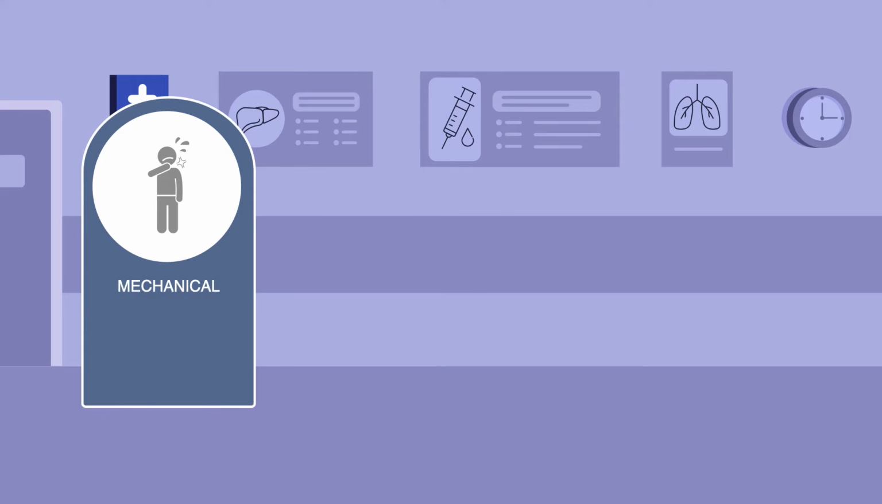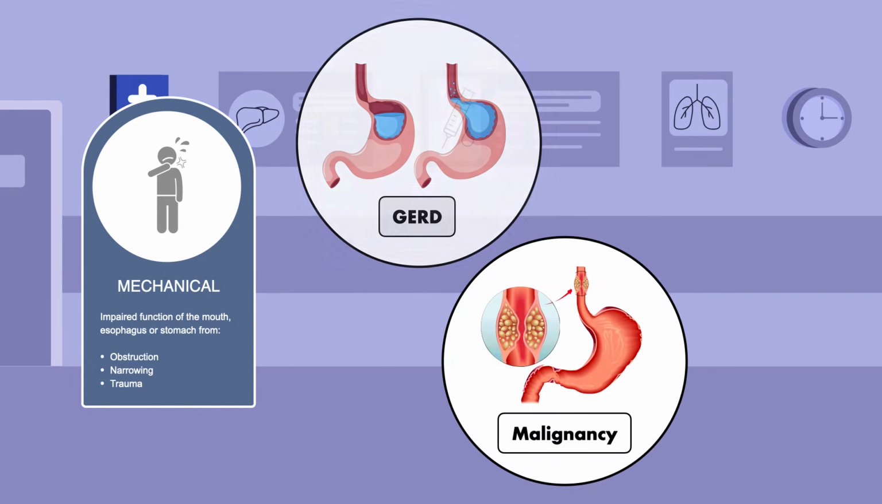The third group includes patients who are unable to eat because their medical condition has led to mechanical dysfunction. Here, the problem does not originate in the brain. The decreased ability to chew or swallow comes from decreased function of the mouth, esophagus, or stomach. The mechanical issue can come from an obstruction or narrowing, which would be the case with both a malignancy and scar tissue from a condition like gastroesophageal reflux disease, also known as GERD or acid reflux.